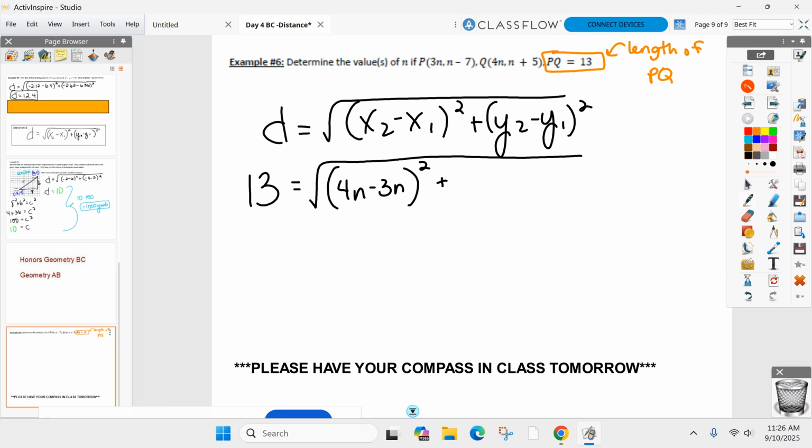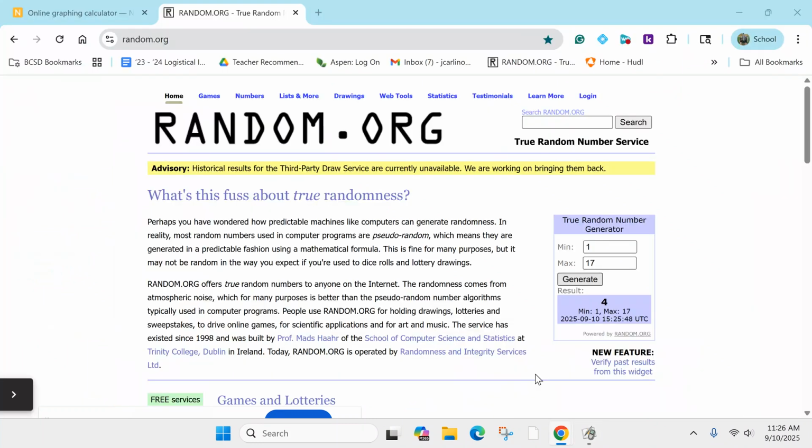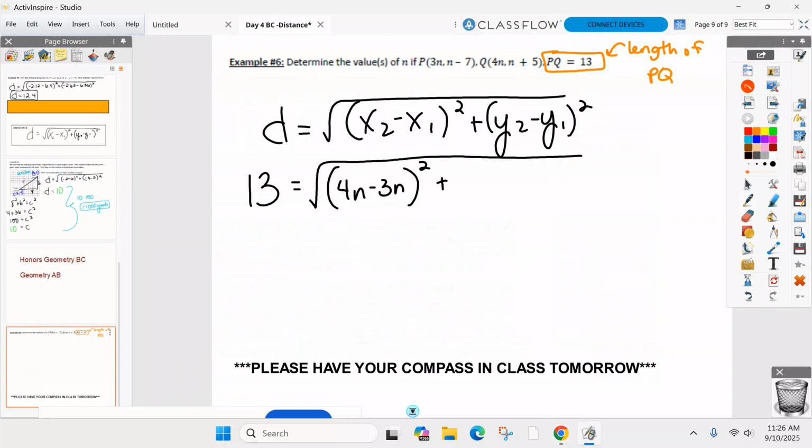Plus, how about the y coordinates? What are the y coordinates up here? Gianna, what are the y coordinates? n minus 7 and n plus 5. Everyone agrees? Okay, so I'll do n minus 7. And everyone ready here? Anybody want to lock in on here? n minus 7 minus n plus 5. That's incorrect.